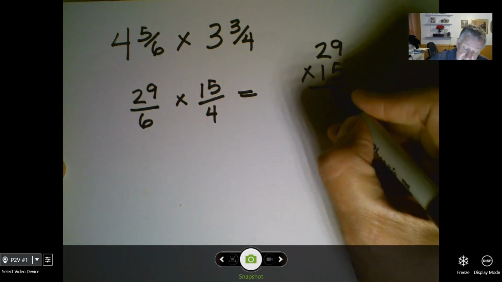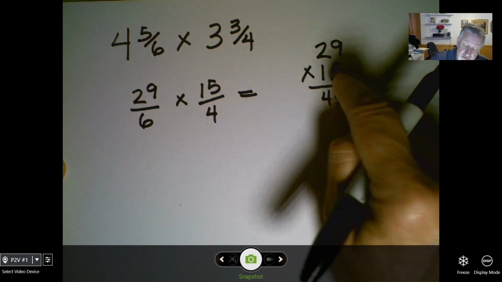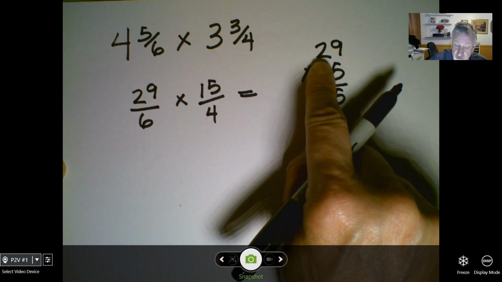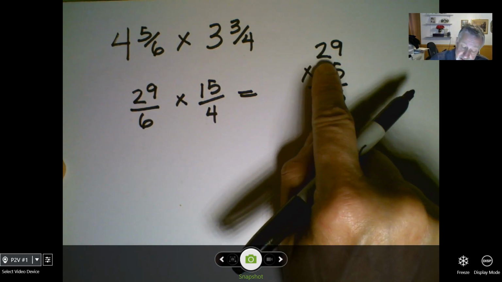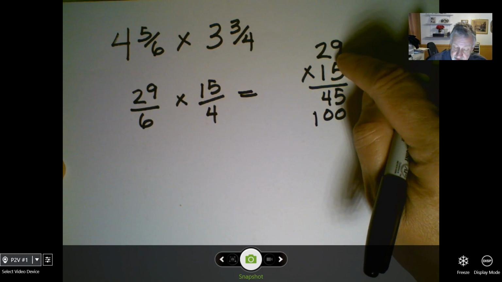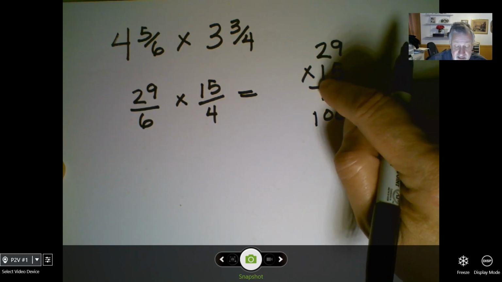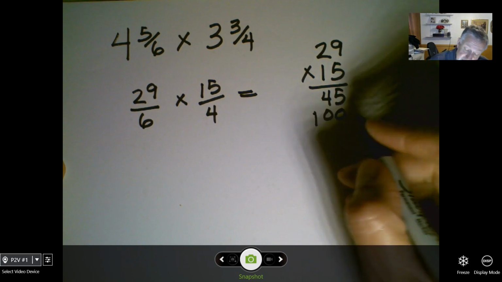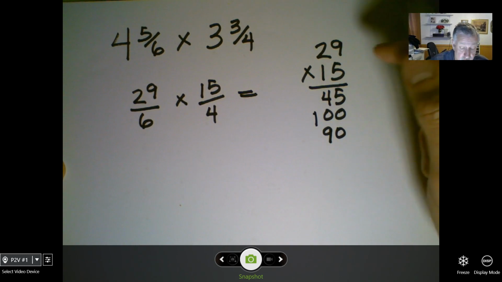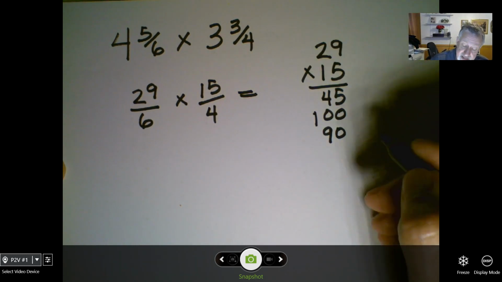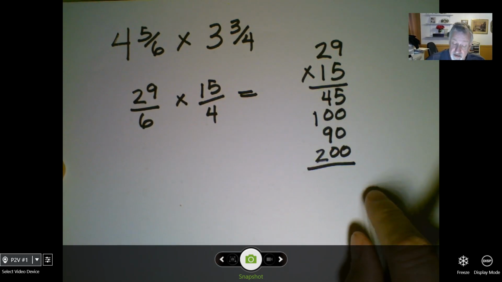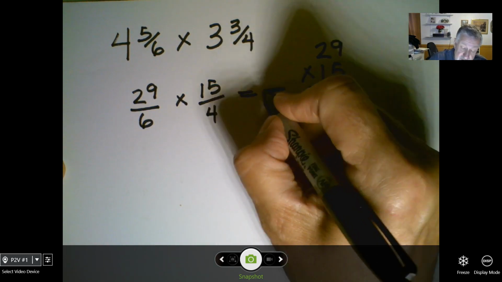So 5 times 9, 45. 5 times 2, but that's not a 2, it's actually a 20 because it's a 2 in the tens place. And 5 times 20 is 100. Well, here we have 1 times 9, but that's not a 1, it's a 10 because it's in the tens place. And 10 times 9 is 90. And 1 times 2, but that's not a 1 and a 2, it's a 10 and a 20. And 10 times 20 is 200.